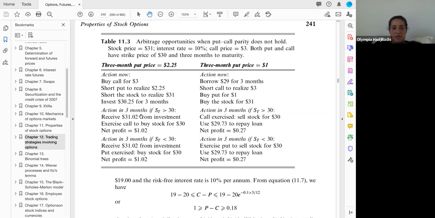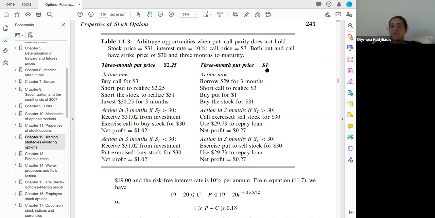The action in 3 months, if ST is greater than 30, is that you receive 31.02 from the investment, exercise the call to buy the stock for $30, and you have a net profit of $1.02. If ST is less than 30, you receive 31.02 from the investment. The put is exercised, so you buy the stock for $30, and the net profit is again $1.02.